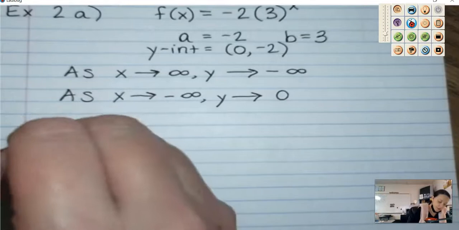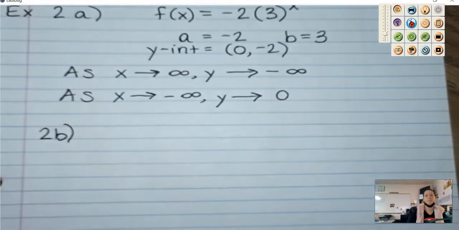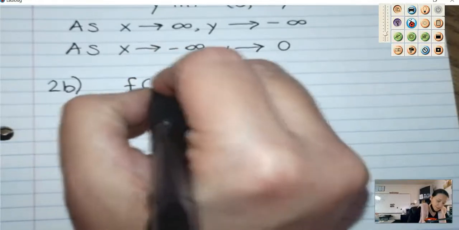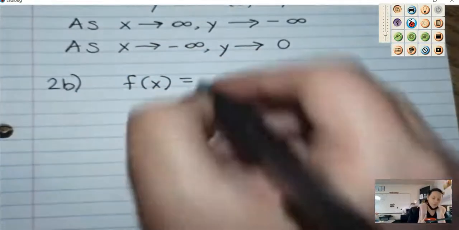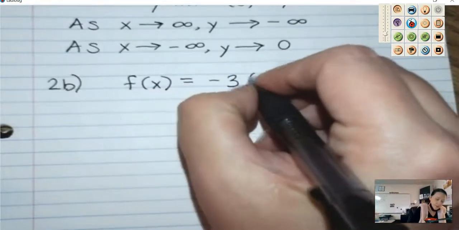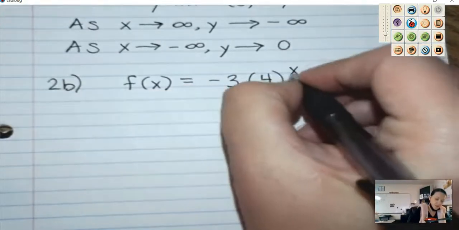Okay, let's try another one. f of x equals -3 parentheses 4 to the x power.